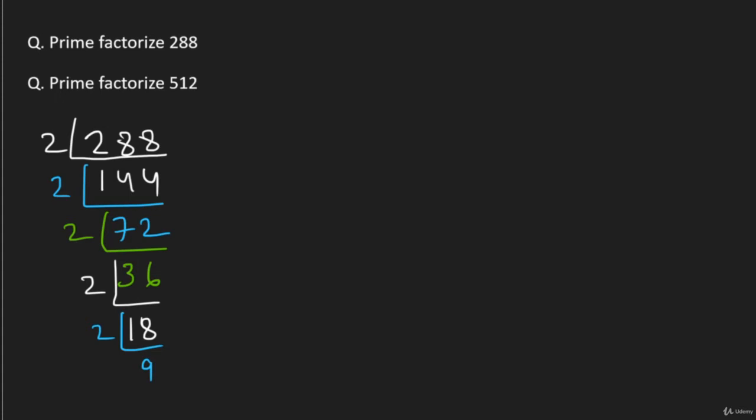And 9, from 9 I can take out 3 and I'm left with 3, right? Either I can leave it at this place because this 3 is a prime number, or I can take out 3 and write it as 1. So I leave it over here.